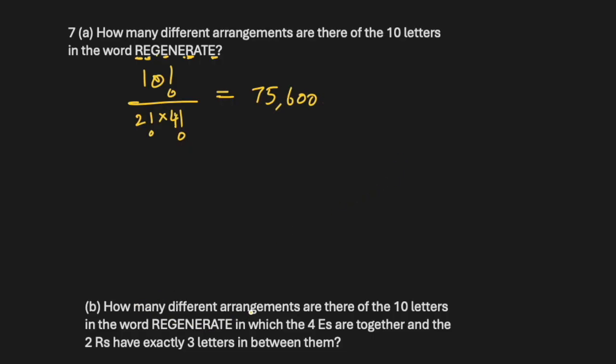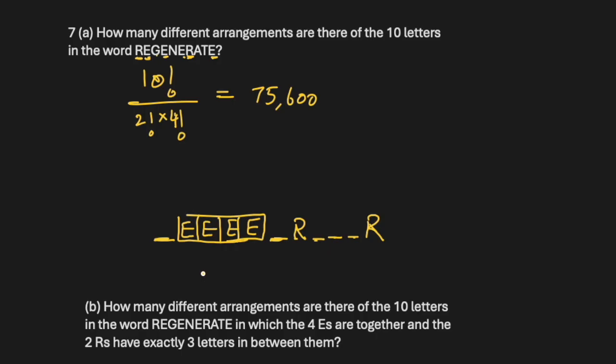How many different arrangements are there of the 10 letters, again, in which the 4 E's are together? So let's put them in one box, E, E, E, E, together. And the 2 R's have exactly 3 letters in between them. So R cannot be at the 2 ends of this, because there are 4 of them. So R cannot be here or here. Let's say R is here. Then we have 1, 2, 3, and how many do they become? 1, 4, 5, 6, 7, 8, 9, 10, 11.